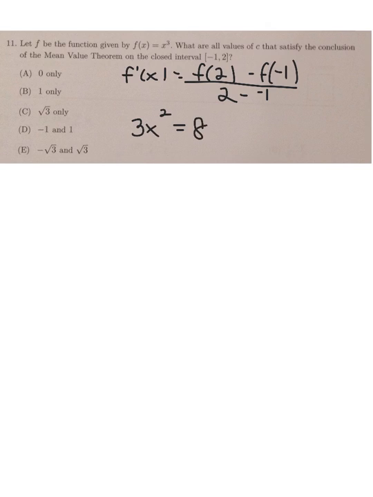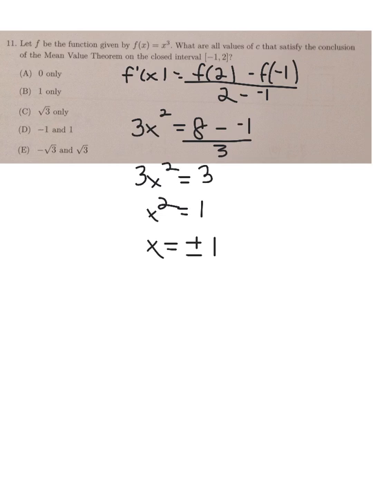That's going to give me 8 minus, now I'm going to plug in negative 1 into the original function. I'm going to get negative 1. The whole thing's over 3. So that gives me 3x squared equals 3. So that means x squared equals 1. And that means x can equal positive or negative 1.